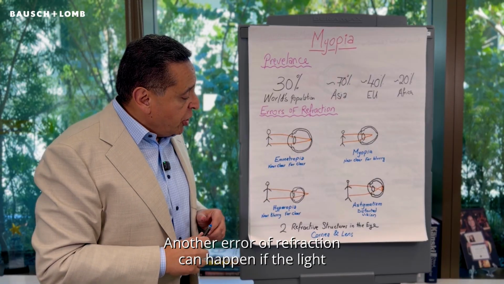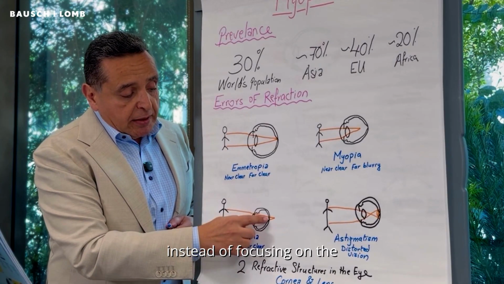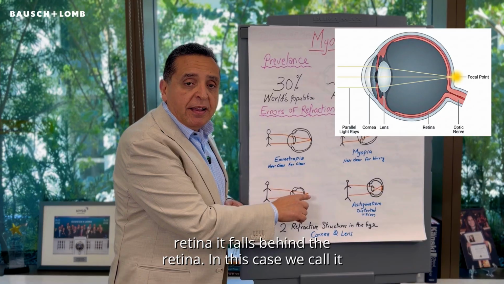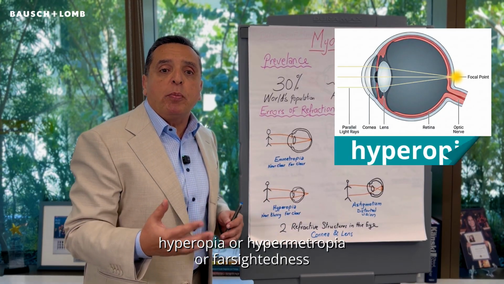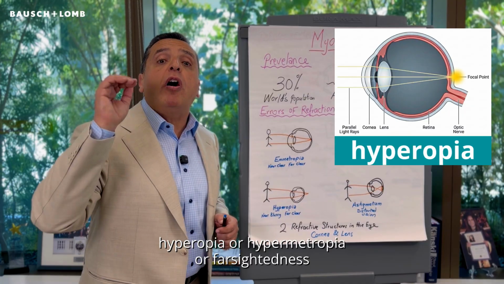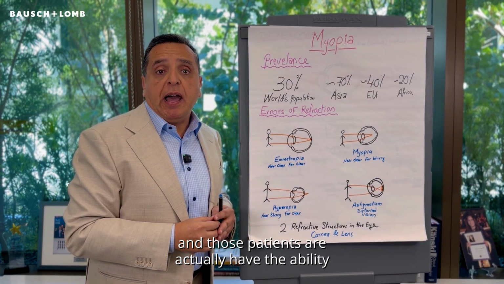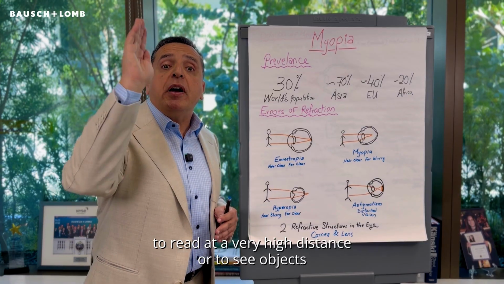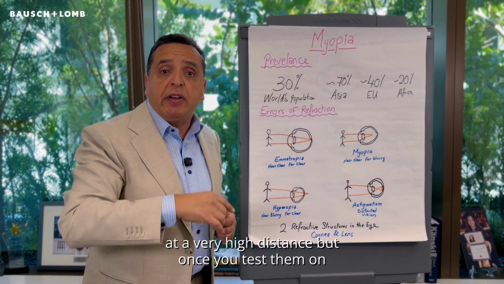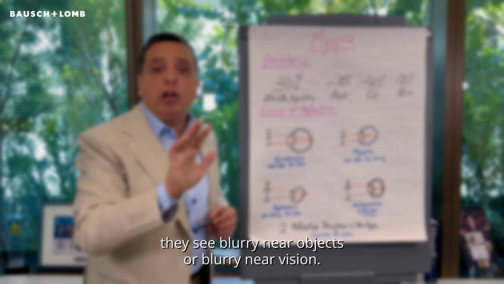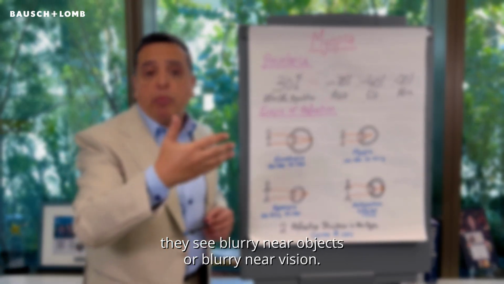Another error of refraction can happen if the light, instead of focusing on the retina, falls behind the retina. In this case, we call it hyperopia or hypermetropia, or farsightedness. Those patients have the ability to see objects at a far distance, but once you test them on near vision, they see near objects blurry.